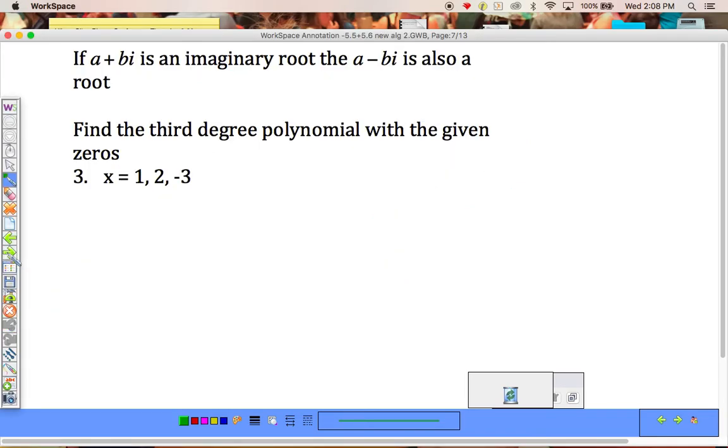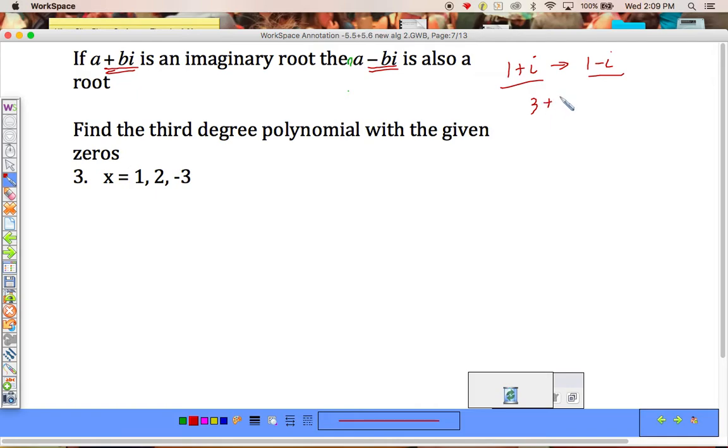All right, so if a plus bi is an imaginary root, then a minus bi is also a root. This is rational roots come in conjugate pairs. Don't worry about that. If a plus bi is an imaginary root, then a minus bi is also a root. What this is saying, imaginary answers always come as a plus minus. If I give you 1 plus i, then another one is also 1 minus i.